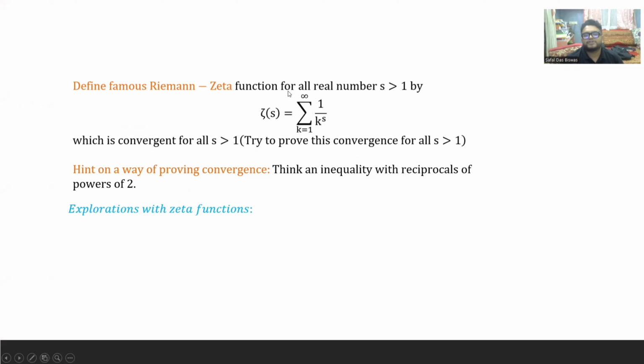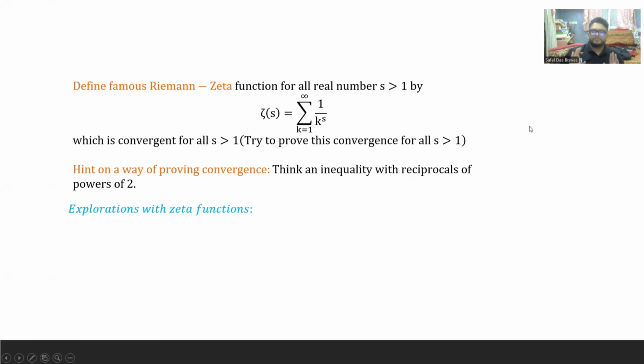Define the Riemann zeta function for all real numbers s greater than 1 by zeta(s) equals the summation over k from 1 to infinity of 1 by k to the power s, which is proven to be convergent for all s greater than 1. I'm not giving the proof of the convergence, but it can be proven using some real analysis facts. I gave a hint in the video that you can use the reciprocals of powers of 2 to prove the convergence of the Riemann zeta function for all s greater than 1.